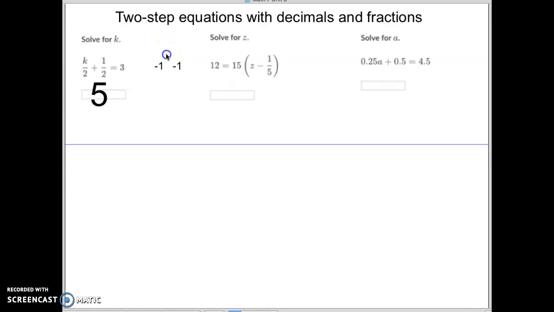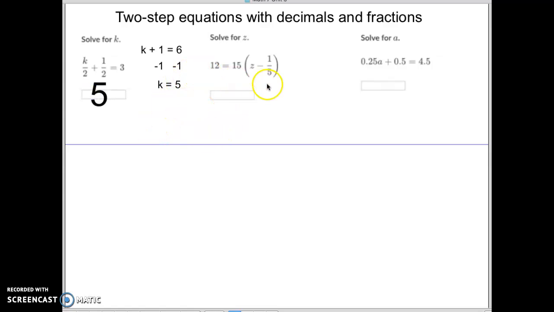Didn't mean to do that, but let's go up here. When I multiply everything by 2, the 2's cancel, so I'm left with a k. The 2's cancel, so I'm left with a plus 1. And 3 times 2 is 6. Then, next step, how do I cancel out the plus 1? Well, I subtract 1. Whatever I do to one side, I do to both. As I do that, I've got k equals 5, which is where that answer came from.